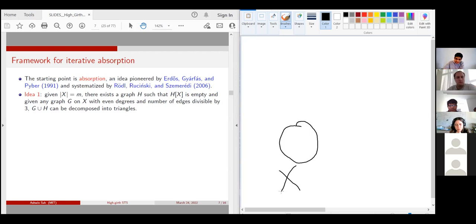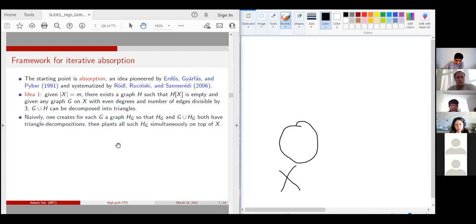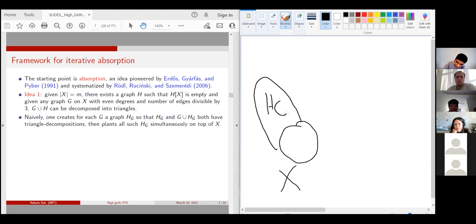And the way we do this, well, one way to do this, and this is actually done in the original work of Glock, Kühn, Lo, and Osthus, essentially, is we look at every possible G that lives on X, and we just enumerate them. And for each G, we create a special graph that I'll call H sub G. And what we do is we sort of disjointly plant them all on top of X. And these H sub Gs have the property that H sub G on its own can be decomposed into triangles. And H sub G along with a G on this X can also be decomposed into triangles.